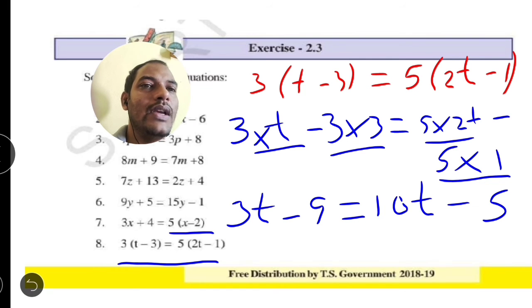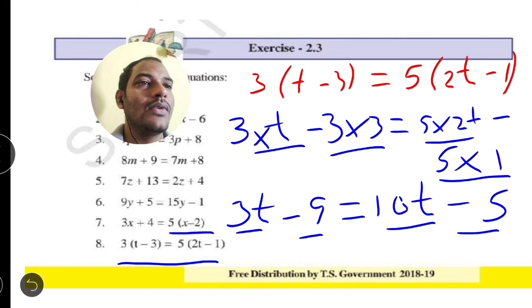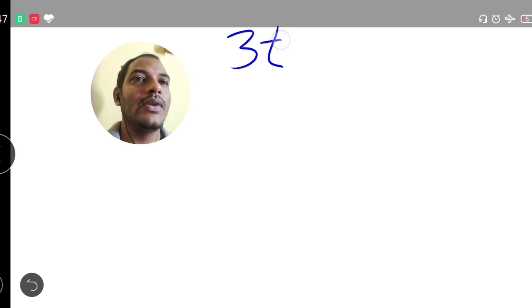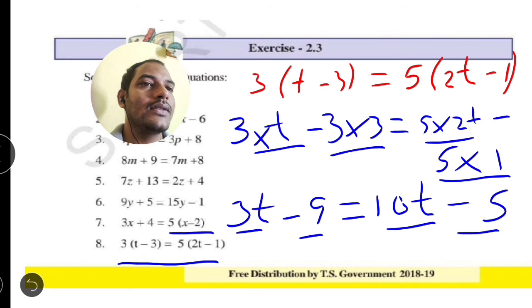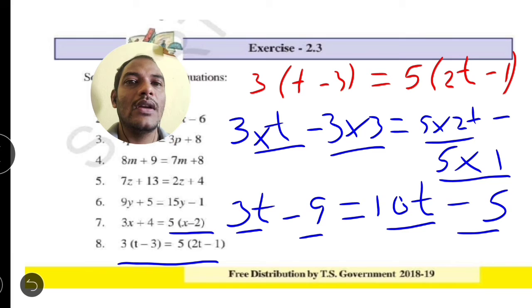So now write variables one side, that means LHS side, constants another side, that means RHS side. Here what are the variables? 3t and 10t, both are variables. Next minus 9, minus 5, both are constant numbers. So let us write the variables one side. Left side already variable is there, that is 3t. Right side what is a variable? 10t. So 10t is a positive 10t, so then minus 10t equals to constant numbers.